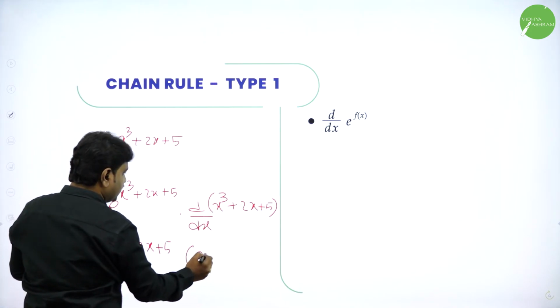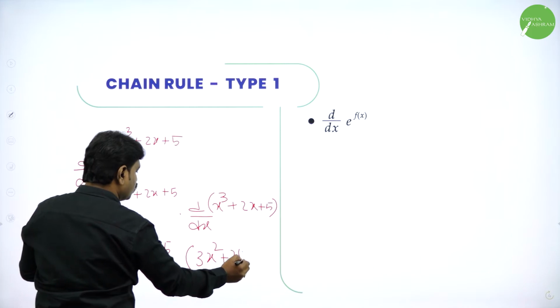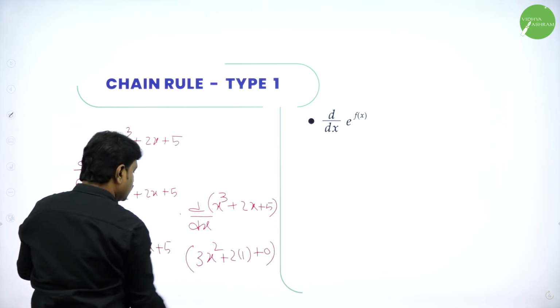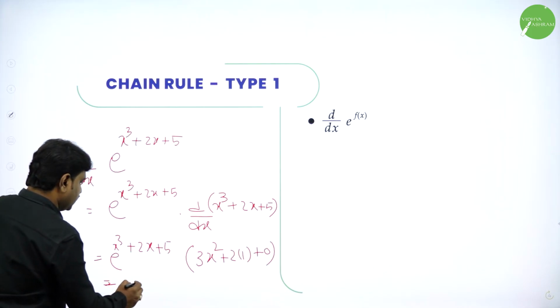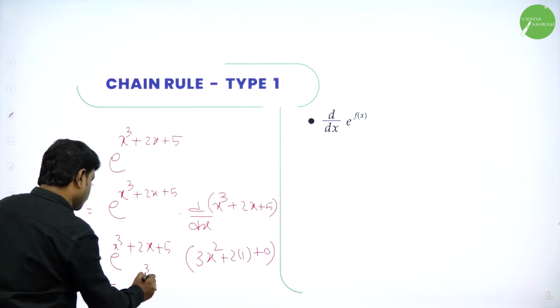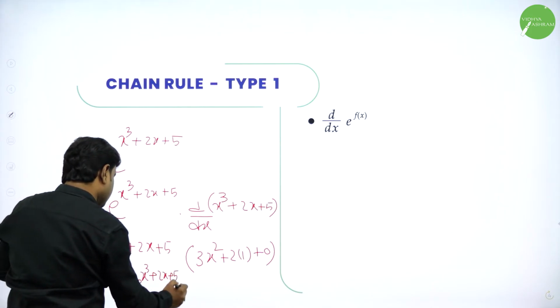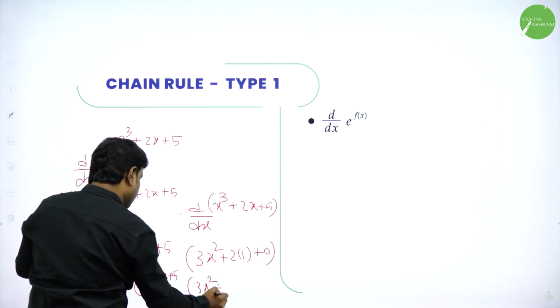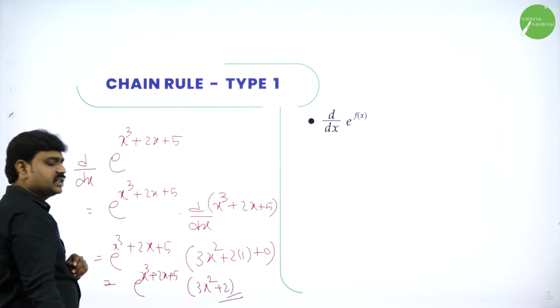Derivative of x cube is 3x square, plus 2 into derivative of x, which is 1. Derivative of 5 is 0. So you will get finally e power x cube plus 2x plus 5 into 3x square plus what? 2. This is the answer.